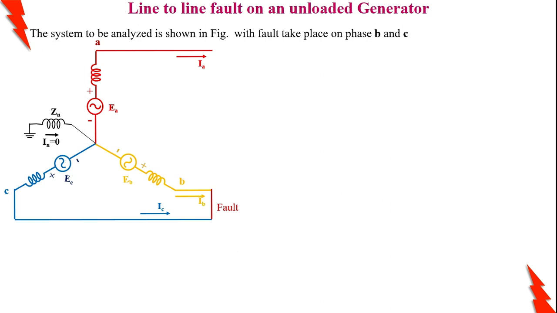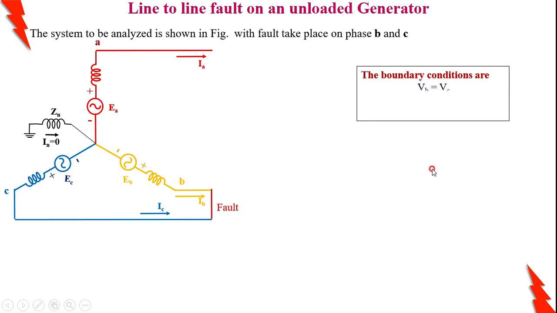That is the line to line fault occurring here. Then the boundary conditions are defined: VB is equal to VC, then IA is equal to 0, then IB is equal to minus IC. These are the boundary conditions for line to line fault.